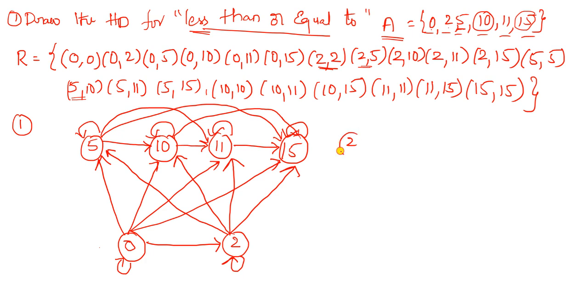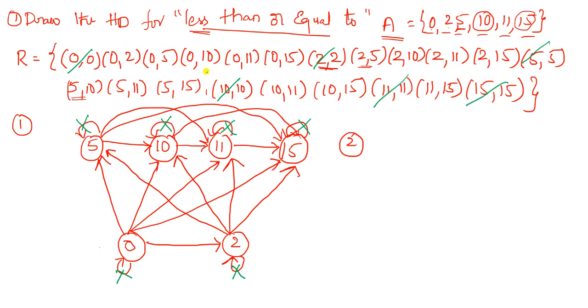And the second step, what we have to draw: in the second step we have to remove the reflexivity. That means we have to remove all the loops. After removing the loops we should not consider them. That means just remove 0 0, right. Remove 2 comma 2, remove 5 comma 5, remove 10 comma 10, okay. 5 comma 5 where it is, and 11 comma 11 and 15 comma 15, okay.